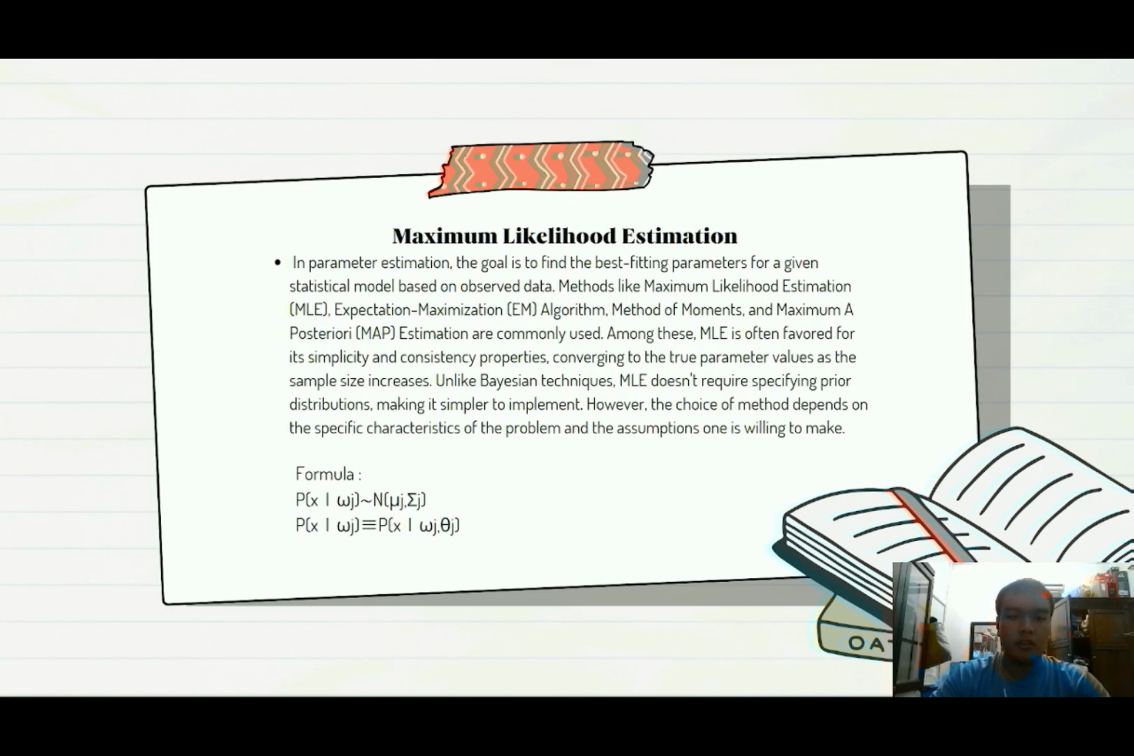Among these, MLE is often favored for its simplicity and consistency properties, converging to the true parameter value as the sample size increases. Unlike Bayesian techniques, MLE does not require a specific prior distribution, making it simple to implement. However, the choice of method depends on the specific characteristics of the problem and the assumptions one is willing to make. Below is the calculation formula for the maximum likelihood estimation.